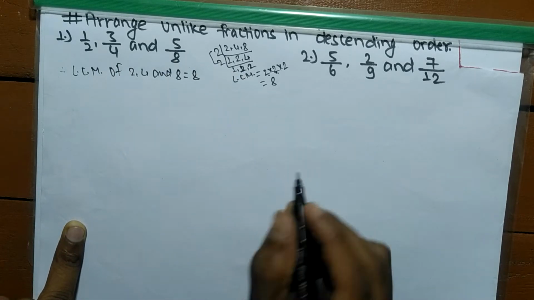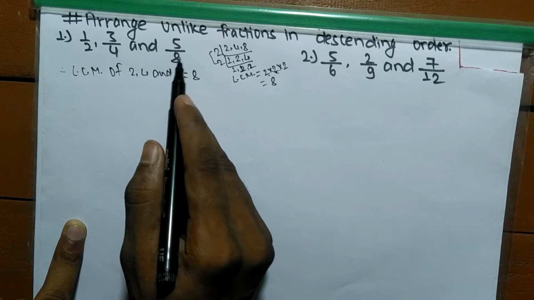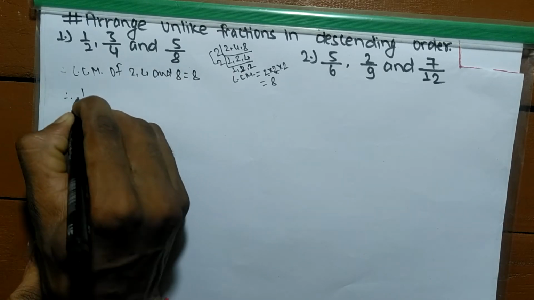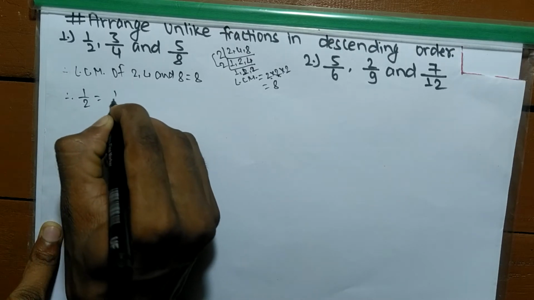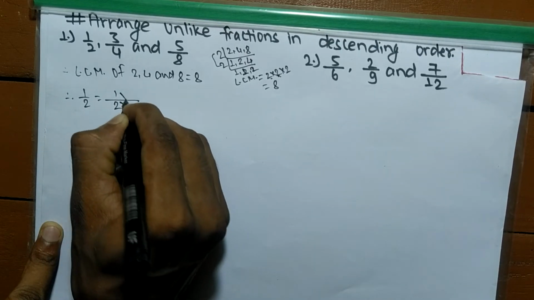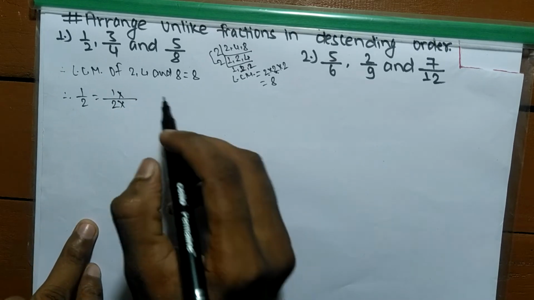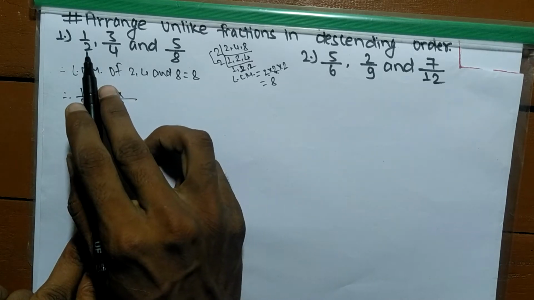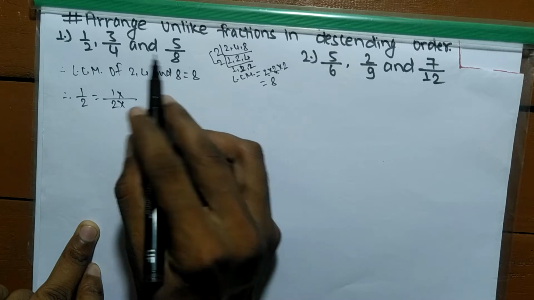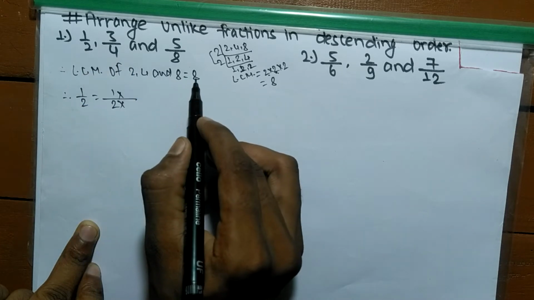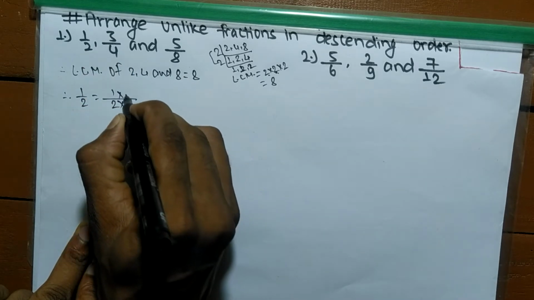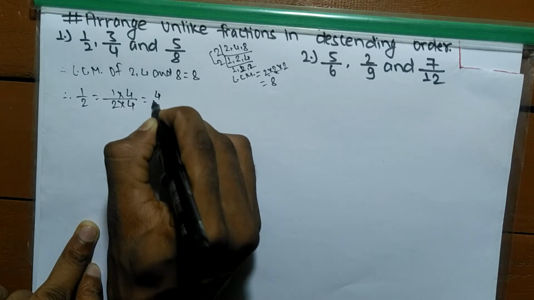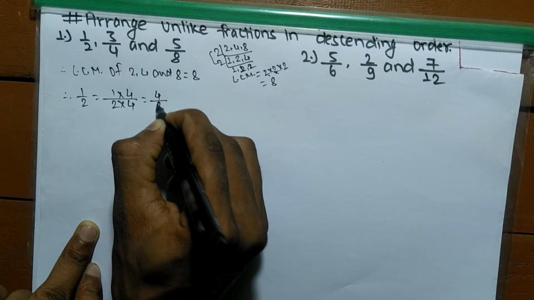So now we have to convert all these fractions into like fractions. The first fraction is 1 by 2. So 1 by 2 into. Now the LCM here is 8 and the denominator is 2. So we divide the LCM by the denominator. 8 divided by 2 is 4. So we multiply by 4. So 1 times 4 is 4, and 2 times 4 is 8.